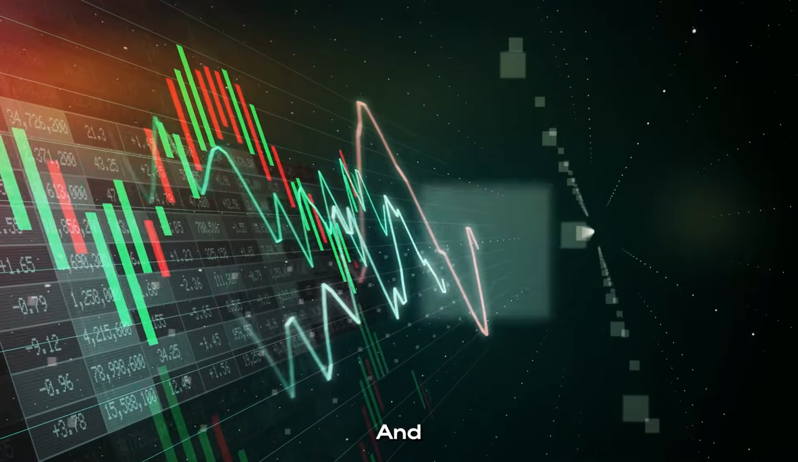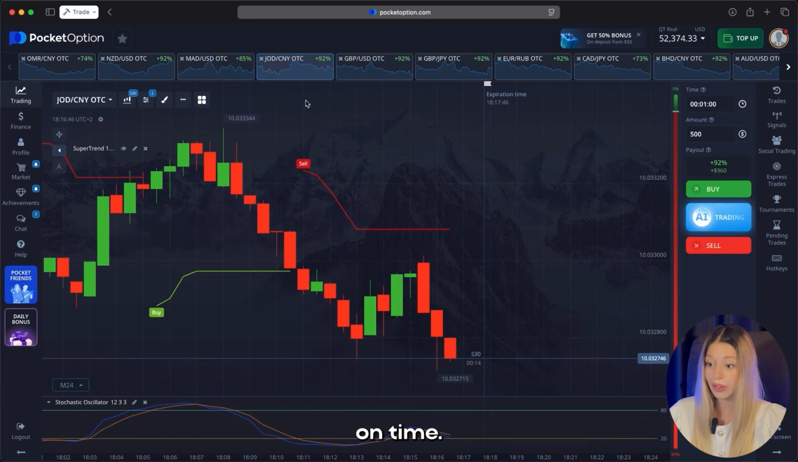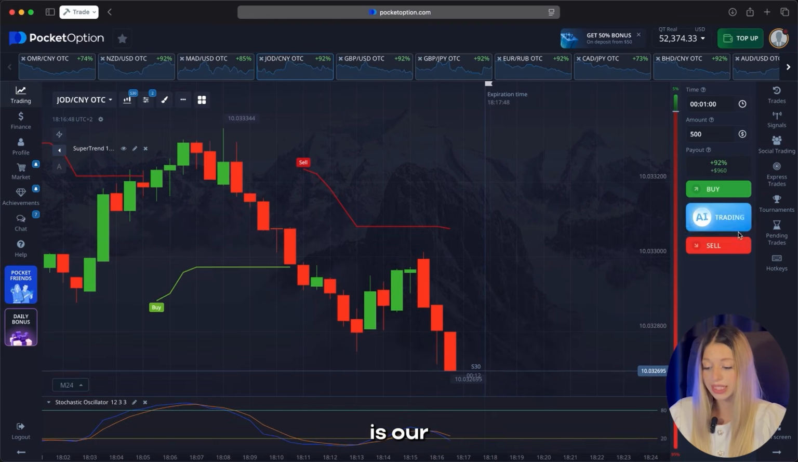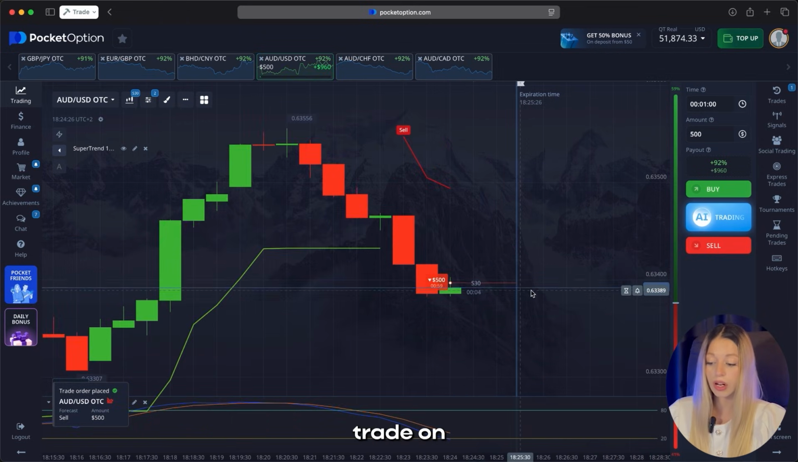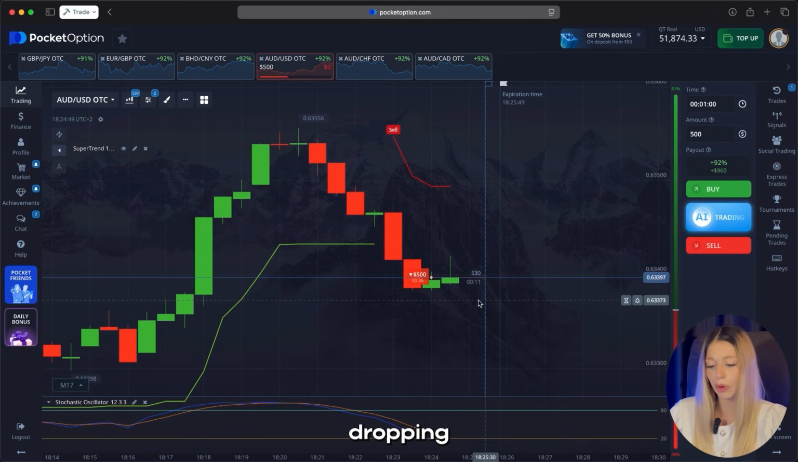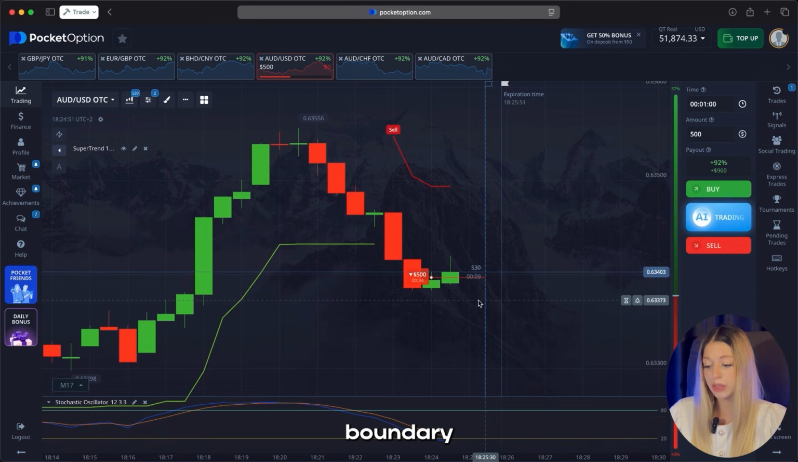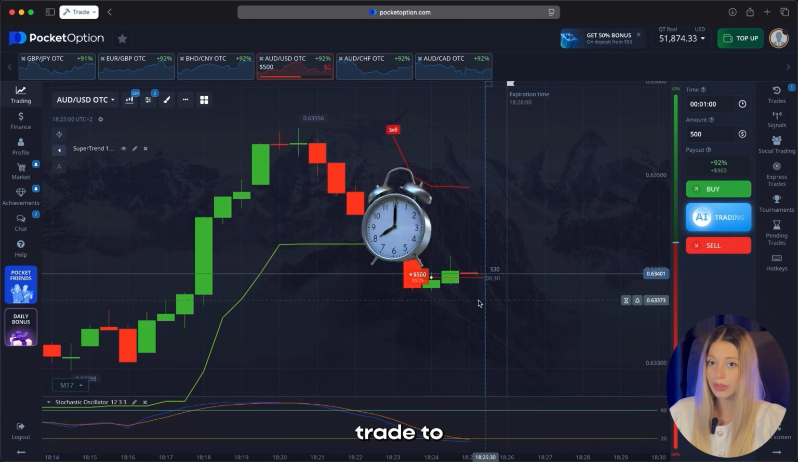The market's pretty jittery right now, and even in this nervous market, we can snag trades if we enter on time. Okay, here is our third trade, and I'm entering a 1 minute trade on the decline. So we see a fresh super trend signal, and our stochastic is also dropping sharply, nearing its boundary, indicating that sellers currently dominate this currency pair. So all that's left is to wait for the trade to end.